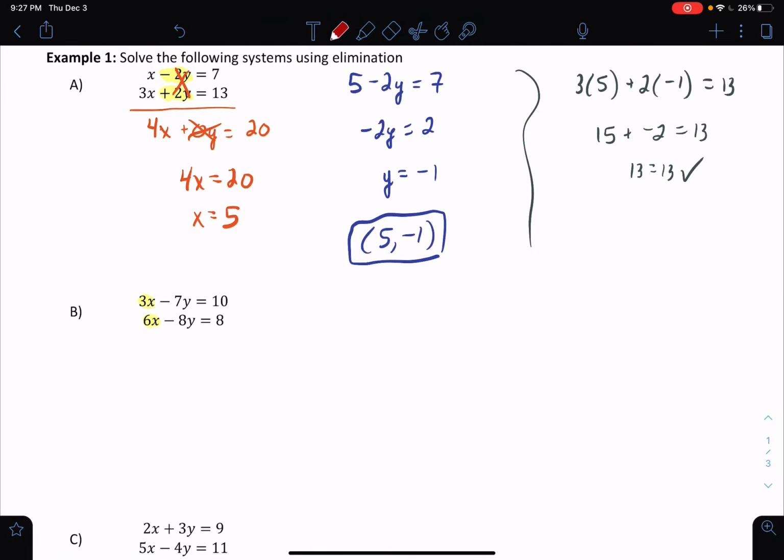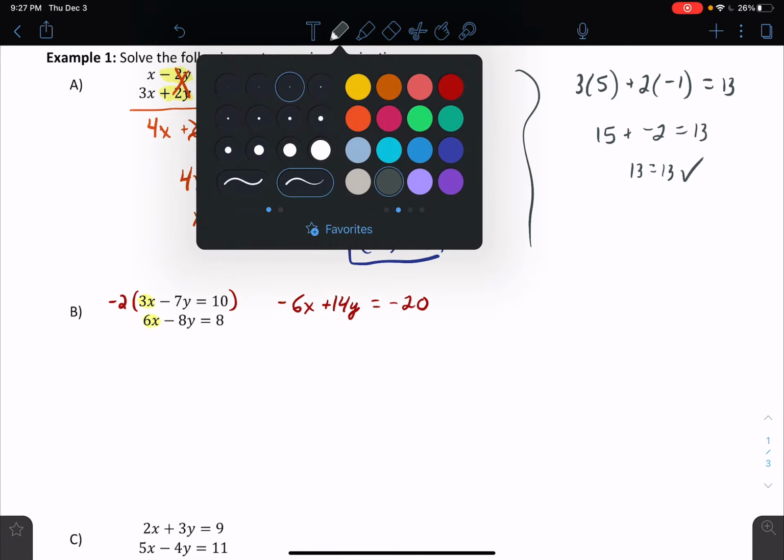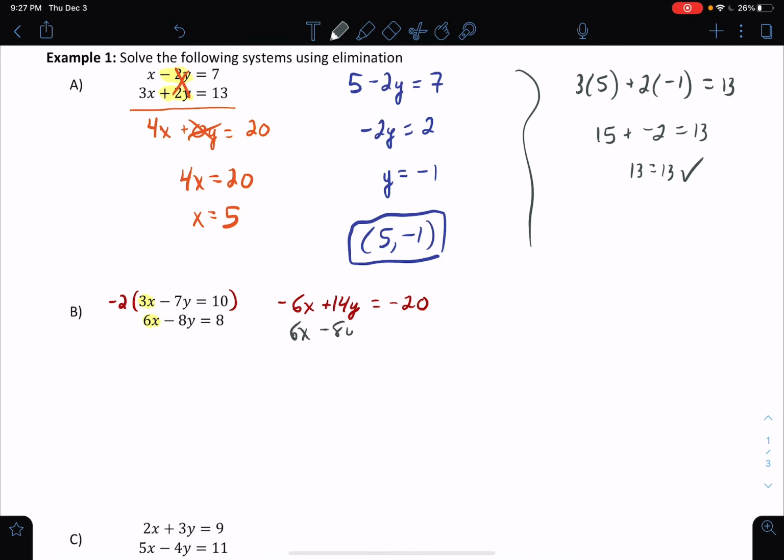Well, we're going to multiply this top equation. We're going to manipulate it. We're going to multiply it by negative 2. Okay? It's still going to be the same exact line. We're just multiplying it by a nice number. So negative 2 times 3x becomes negative 6x. Negative 2 times negative 7y becomes positive 14y. Negative 2 times 10 is negative 20. It's the same exact line. I just multiplied it by a number. All right. The bottom equation I'm going to keep as is. 6x minus 8y equals 8.